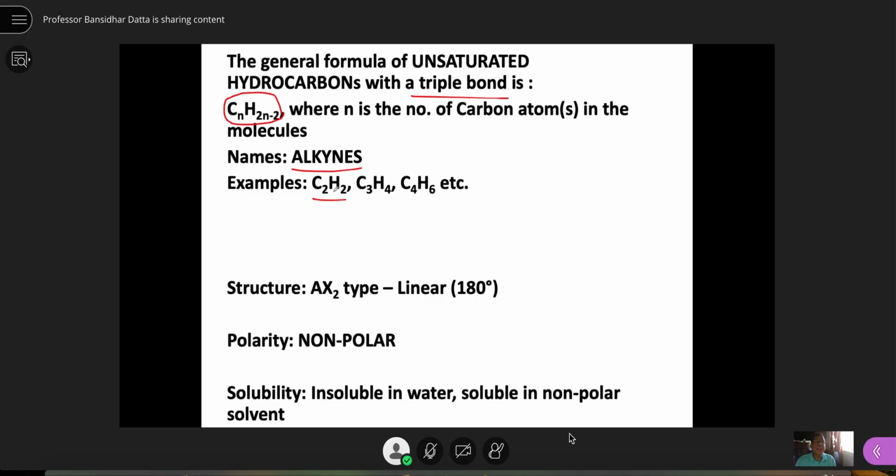Ethine or acetylene. Propyne, butyne, pentyne, hexyne, I think heptyne, and so on.